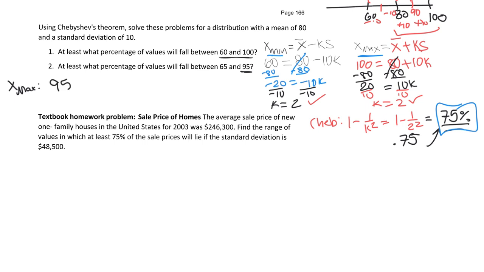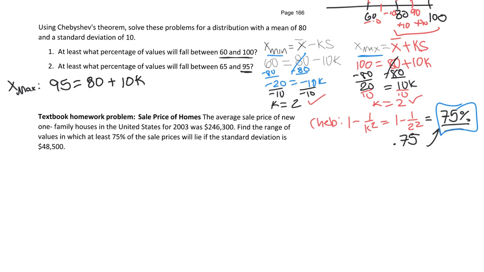So 95 is equal to the average, which is 80, plus ks, where the standard deviation is 10. So it would just be 10k. So I have 95 is equal to 80 plus 10k. The other equation that you could have used is 65 equals 80 minus 10k. But either way, we're going to get the same answer for our k.